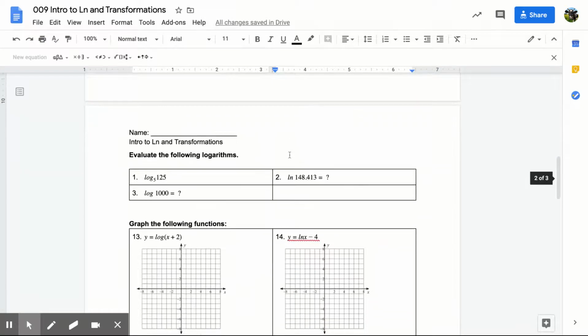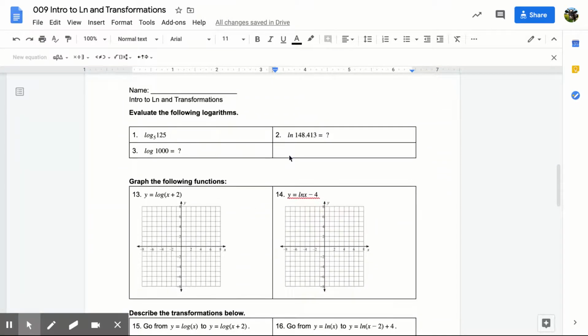The other thing I wanted to talk about is how you evaluate logarithms. So number 1 says evaluate, and all it says is log base 5 of 125. What it's wanting to know if it says evaluate is, what does that equal? Well, we don't really know off the top of our heads, so what do we do when we don't know something? We call it x. So I'm going to type equals x right there.